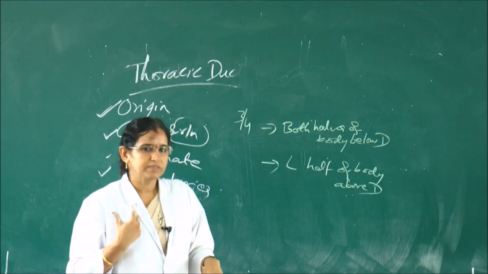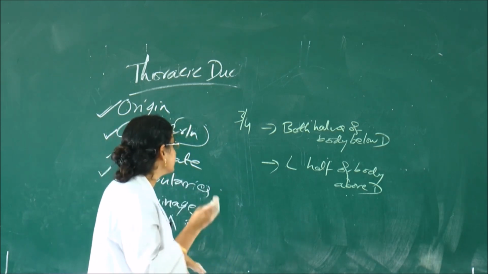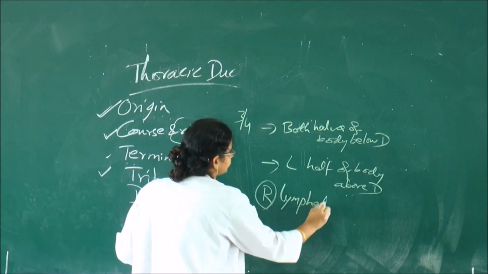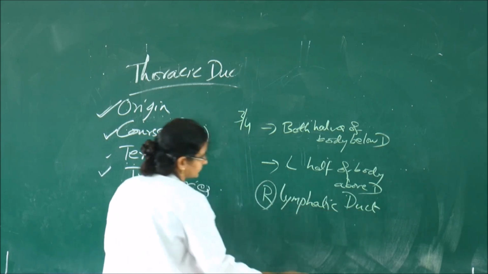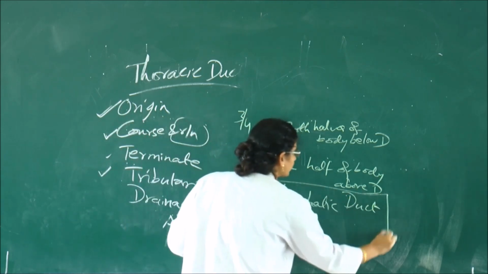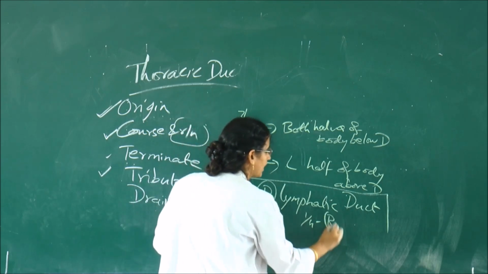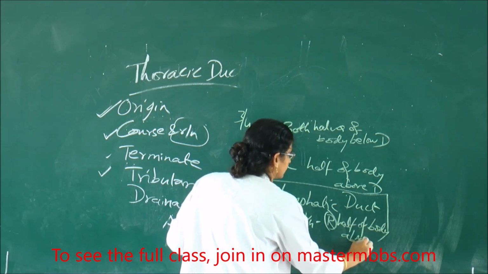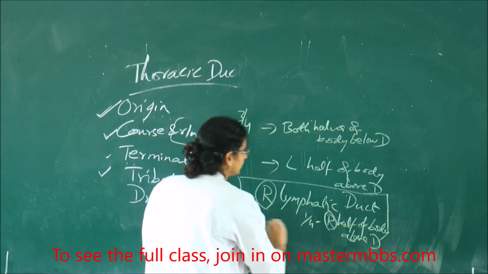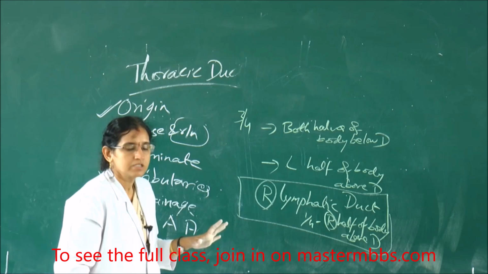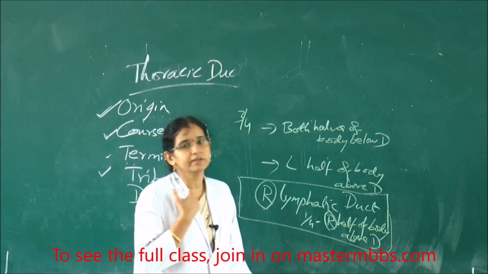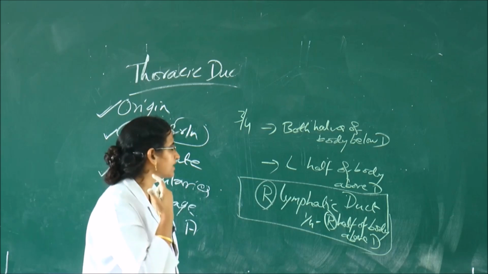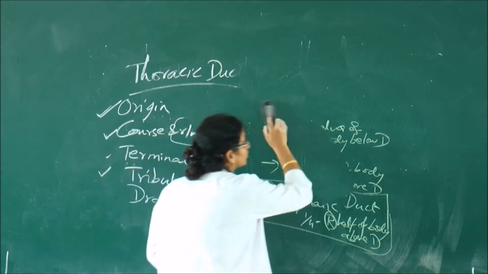The rest 1/4 of the body, the right half of the body above diaphragm, this is drained by a duct which is called right lymphatic duct. Okay, the rest of the 1/4 of the body, that is right half of body above diaphragm will be drained by the right lymphatic duct. So on the right side also you have right internal jugular vein and right subclavian vein. So the right lymphatic duct will open into the junction of these two veins on the right side. Okay. Now let me tell you about the tributaries.